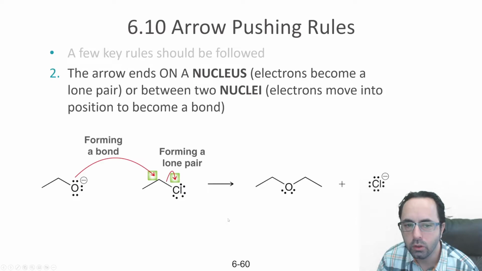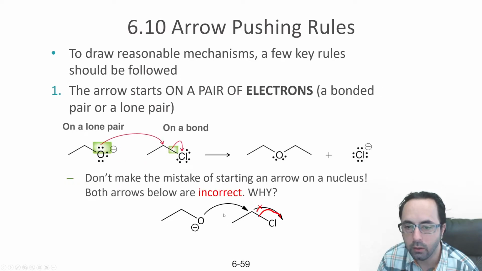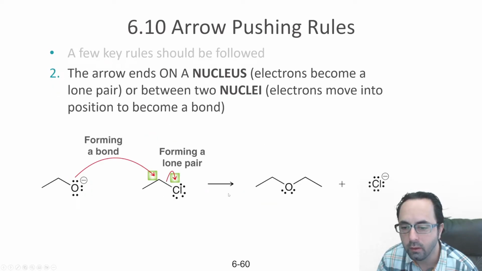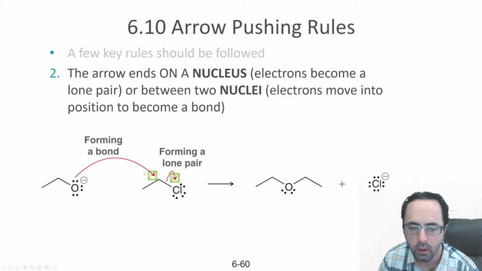The arrow has to begin on electrons. It has to end on a nucleus. It's either making a bond or those electrons are just being attached onto the nucleus. So again here, this arrow is coming from these electrons. It is forming a bond with this carbon. These electrons are coming from the bond, but the bond is breaking, and now they are a lone pair.